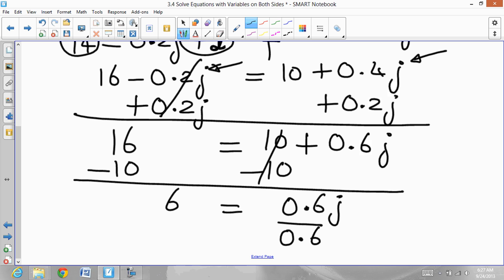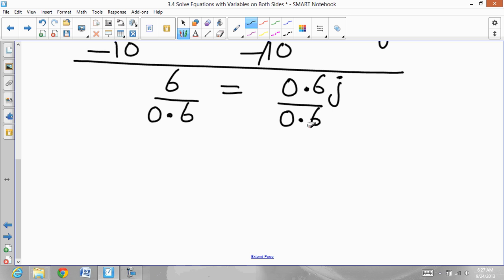Divide by 0.6 on this side and 0.6 on this side. 0.6 divided by 0.6 is going to give you 1. 1 times j is just the j. And 6 divided by 0.6 is going to give you 10 for an answer using the calculator.